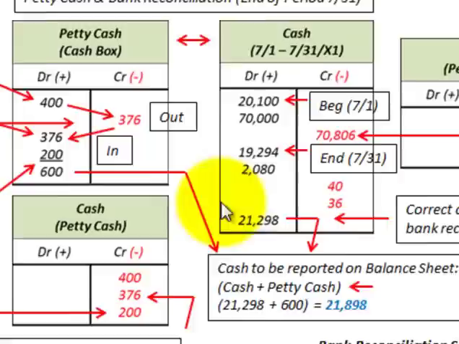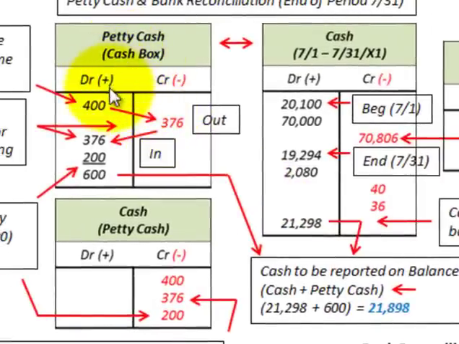And then we had to go over to our petty cash account. In this case, we set it up for $400, but then we had to determine any additions or subtractions, any increases or decreases in our petty cash. In the case that we had too much petty cash, we would have credited our petty cash account and debited or increased our regular cash account. But in this case, we had to increase it by $200, so we debited our petty cash for $200, and then we would have credited or reduced our regular cash account for $200.